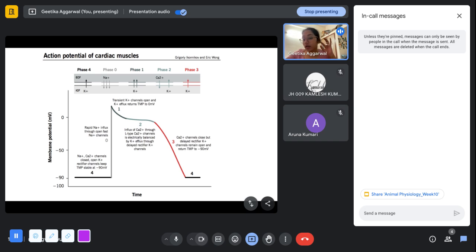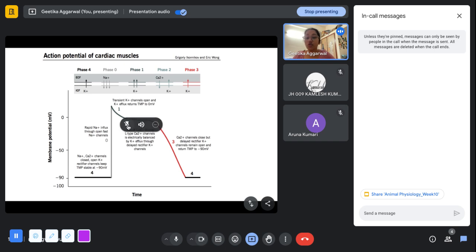Any doubts in this slide, or should we move on? What we saw here is that, first of all, the sodium channels open up. They are again voltage gated. There is a rapid sodium influx. Then the membrane potential rises to around 20 millivolts, which is positive 20 millivolts. This leads to the closing of sodium channels. And then the voltage gated potassium channels open up. Potassium starts moving out of the cell.